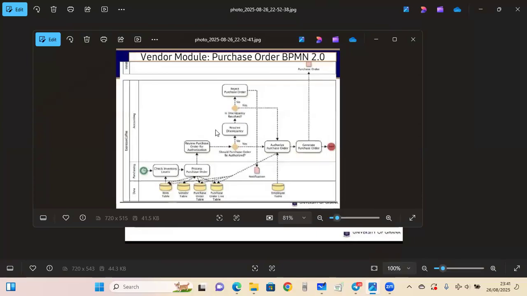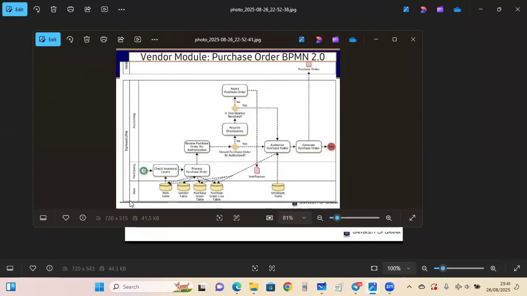The next one we are having here is the purchase vendor model, the vendor model purchase order, right? More or less like you are trying to purchase from a vendor, right? So you are purchasing from someone, right? And this is how it starts.